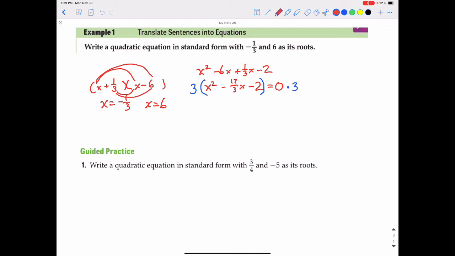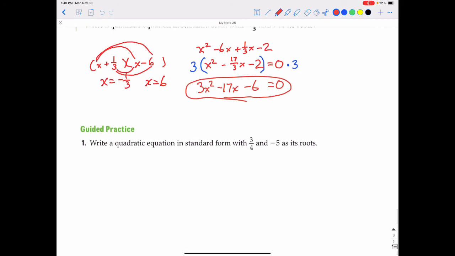So by multiplying both sides times 3, I still have 0 on the right side of the equation, but the left side would be 3 times x squared, which is 3x squared. 3 times negative 17/3 x is negative 17x, and 3 times negative 2 is negative 6. So I would accept either x squared minus 17/3 x minus 2 equals 0 as an answer, but I bet any answer key probably has it without fractions, and they would have it like that.